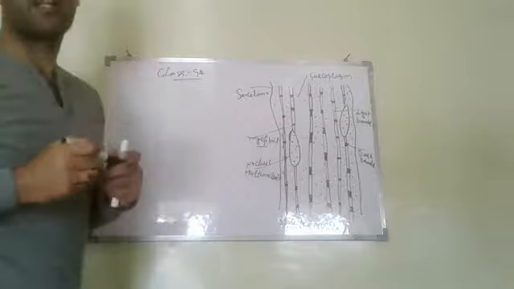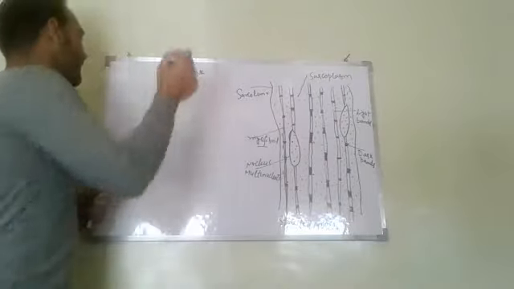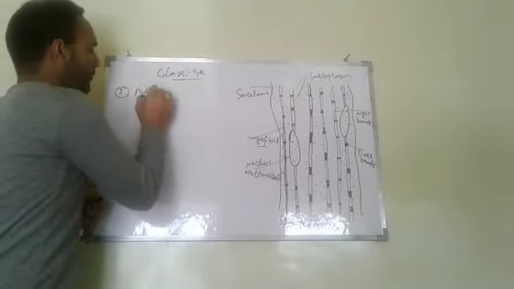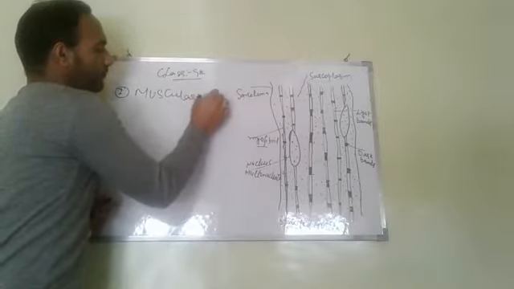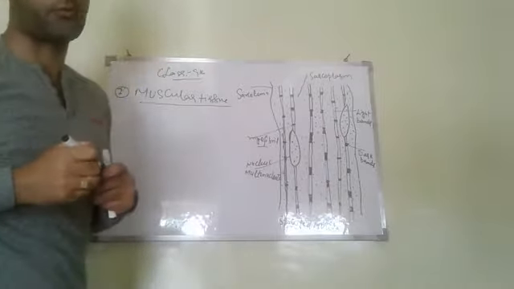In the previous lecture we discussed epithelial tissue and its types. Today we will discuss another tissue, that is muscular tissue. This is the second type of animal tissue.